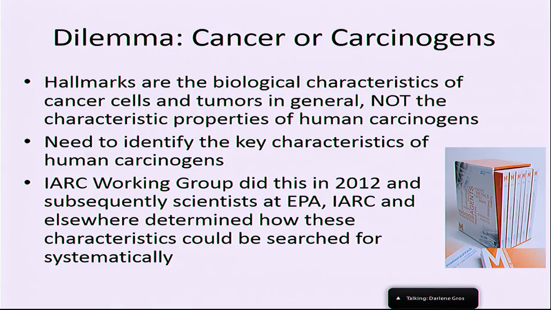The dilemma we have really is that the hallmarks are really not the properties of carcinogenic chemicals, but are the characteristics of the tumor itself, or of the cancer itself. So while we would expect chemicals to alter these processes that are involved in the hallmarks, they're not actually hallmarks of carcinogens, if you see what I mean. So we set about thinking about, well, if they're the hallmarks of cancer, what are the hallmarks of carcinogens? And we're calling them characteristics just really to separate them from the hallmarks.